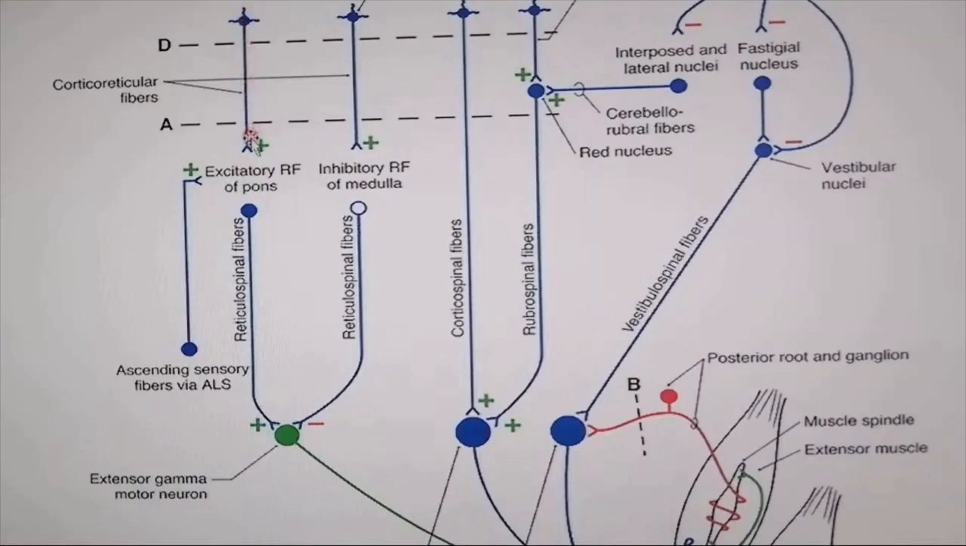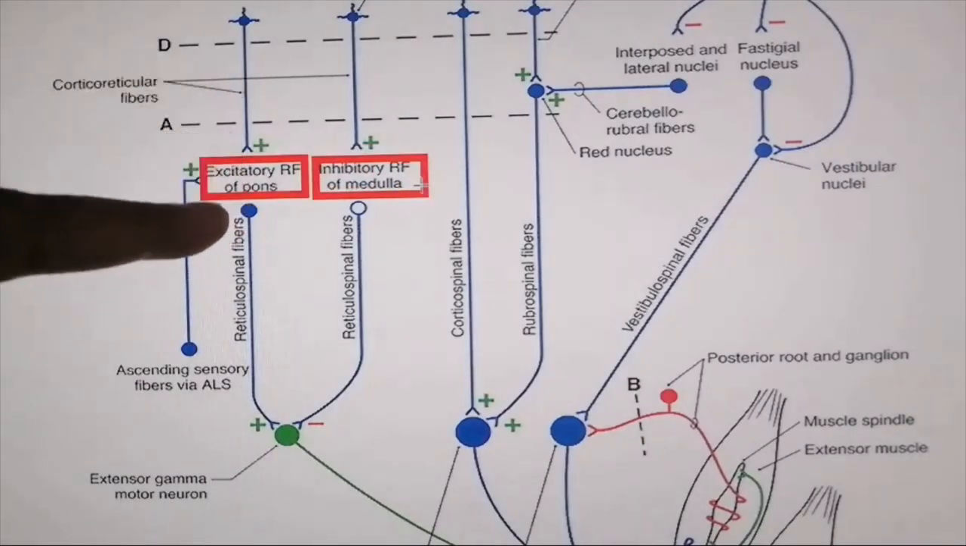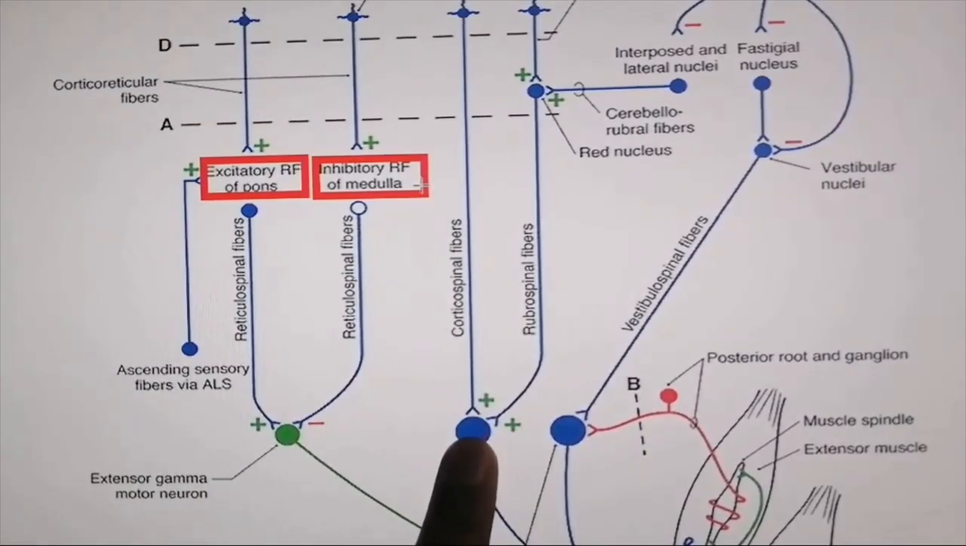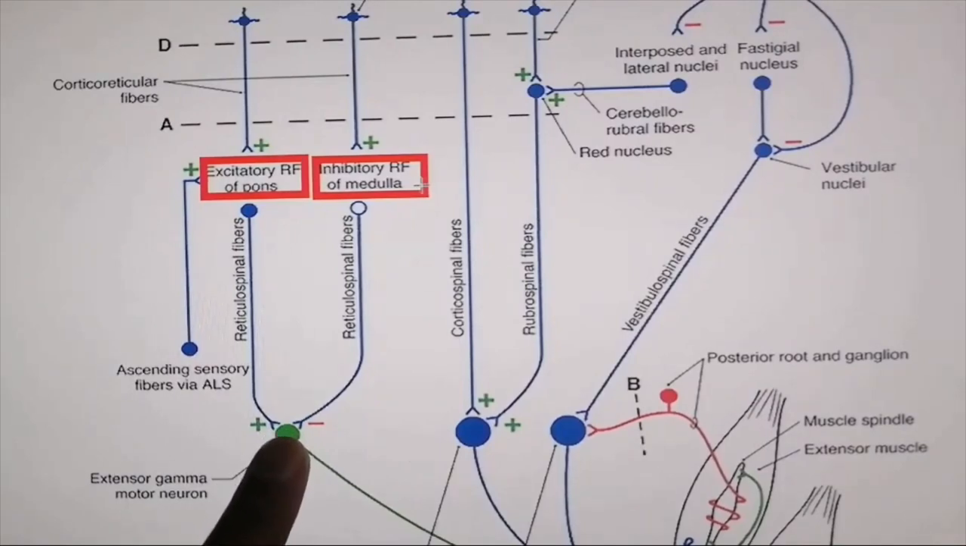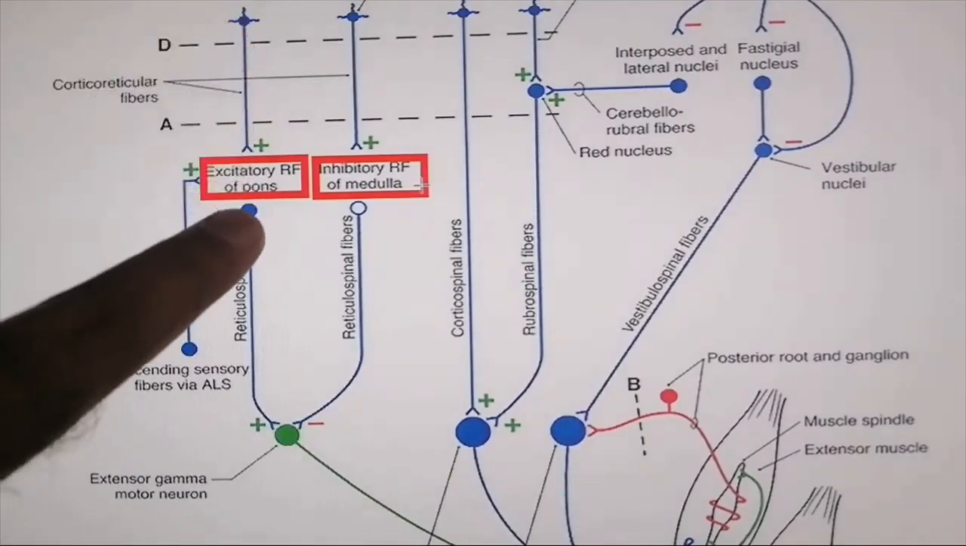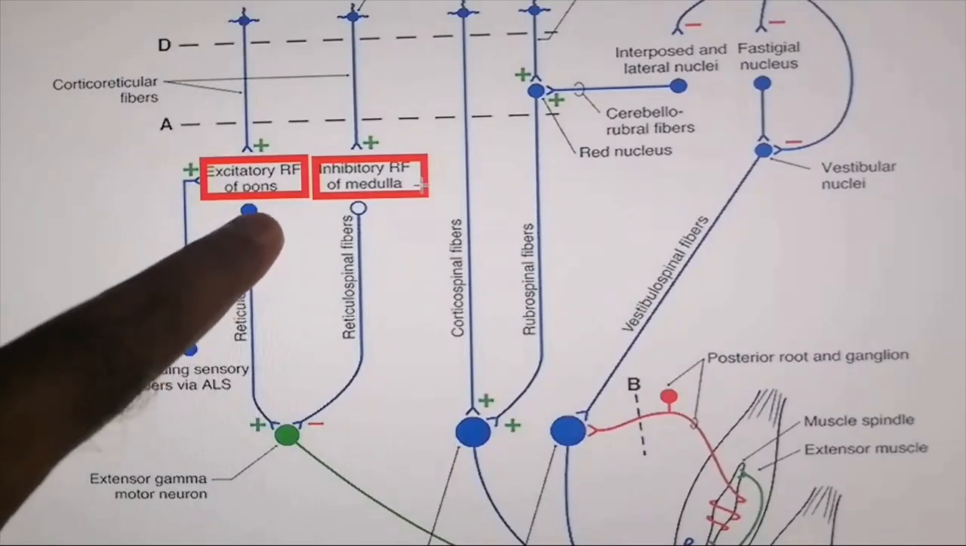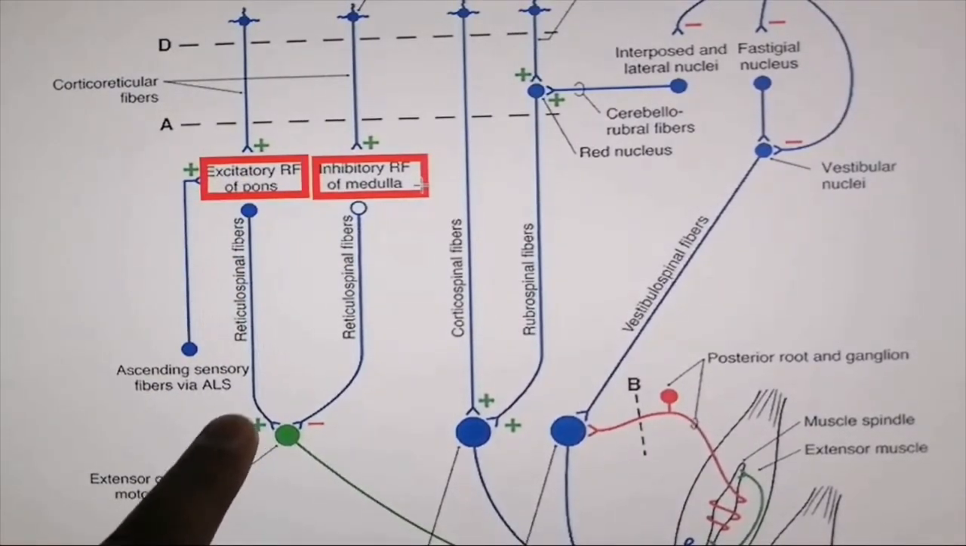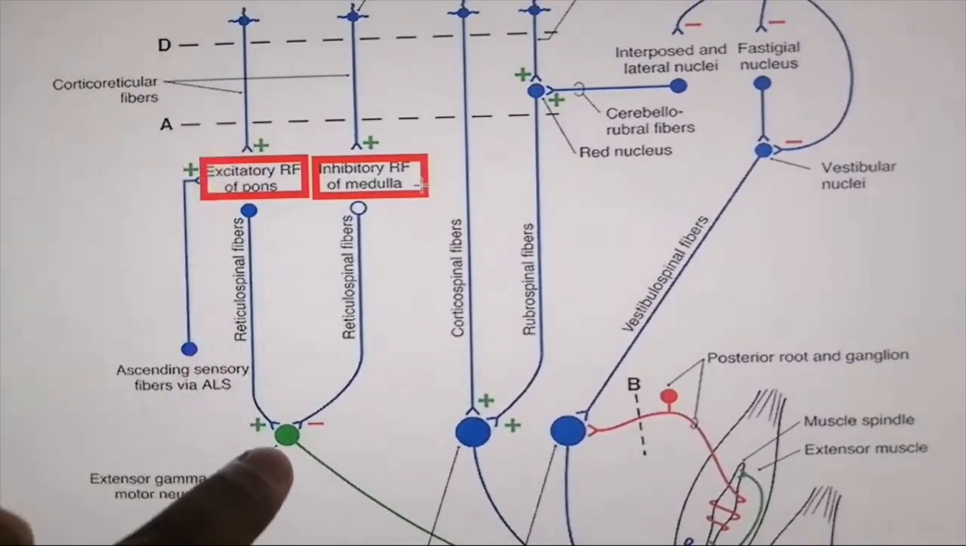So these cortico-reticular fibers come down on top of these reticular nuclei. This is now additional information. You have the excitatory reticular formation and the inhibitory reticular formation. The cortex stimulates the excitatory fiber, which is excitatory to the extensor gamma motor neuron. This was the flexor alpha motor neuron. Now the green thing is the extensor gamma motor neuron. When the cortex stimulates the pons reticular formation centers, they are basically excitatory in nature because they excite the extensor neurons. So this stimulation leads to excitation of the extensor neuron.